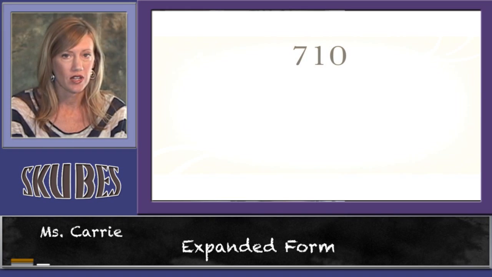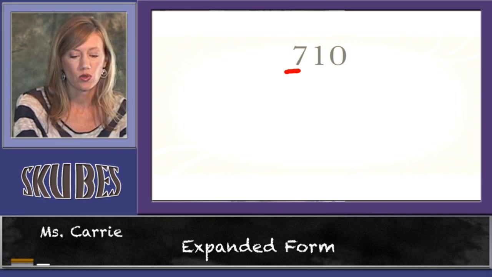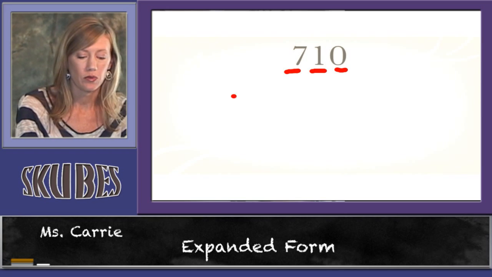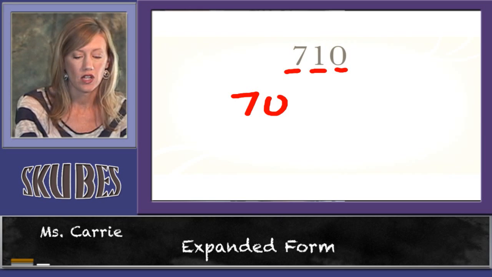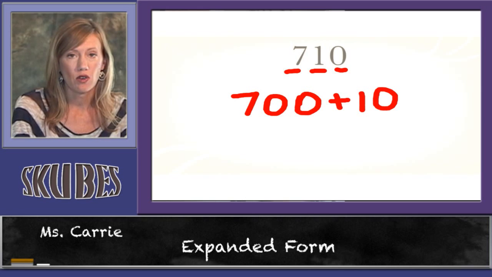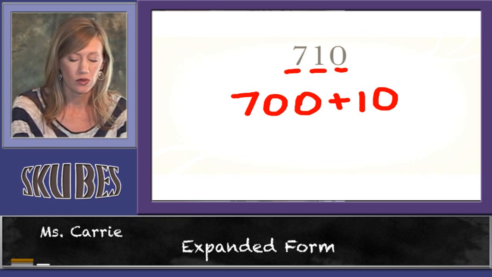Let's look at the number 710. We have a 7 in the hundreds place, a 1 in the tens place, and a 0 in the ones place. That would be 700 plus 10. Since there's a 0 in the ones place, we don't have any ones, so we don't need to add anything else.